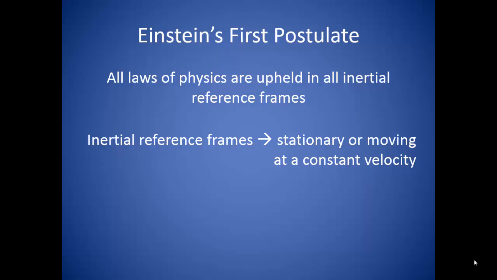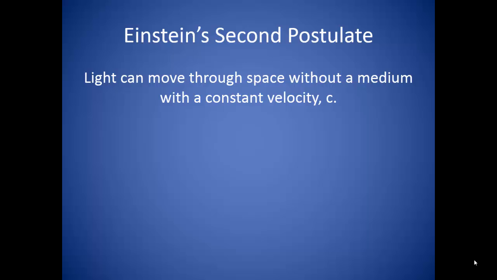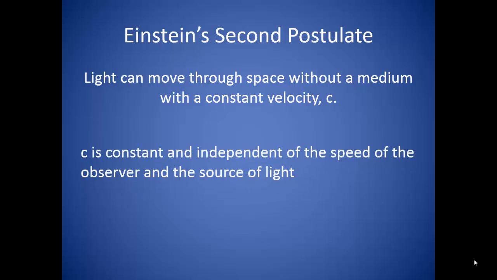Einstein's second postulate states that light can move through space and does not need a medium to do it. This velocity is constant and does not depend on the source of light or the speed of the observer. So the speed of light is constant and independent of the speed of the observer and the source of light. No matter where that light comes from, or where you are, or how you are moving, the speed of light is constant. These two postulates served as the basis for special relativity.